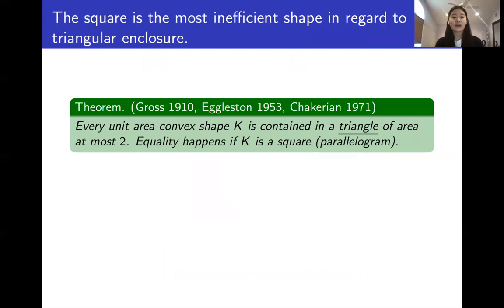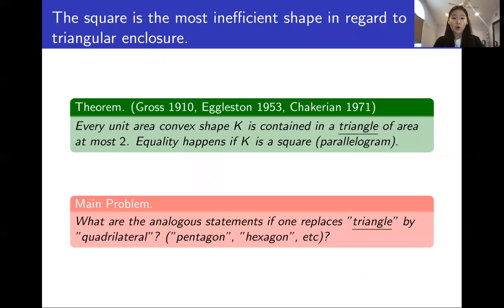It is actually known that the square is the most inefficient shape in regard to the triangular enclosure. This theorem has been proved by Gross, Eggleston, and Chakerian. They prove that every unit area convex shape K is contained in a triangle of an area at most 2. This theorem ultimately leads to my main problem. What are the analogous statements if I replace the word triangle with quadrilateral, pentagon, or hexagon?